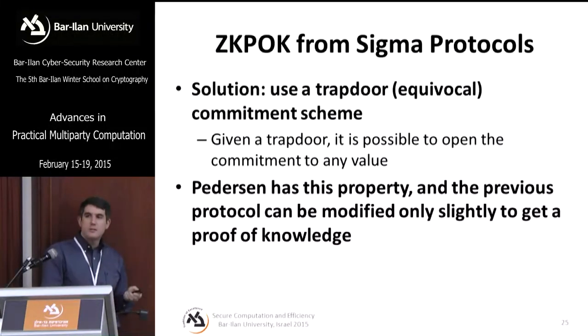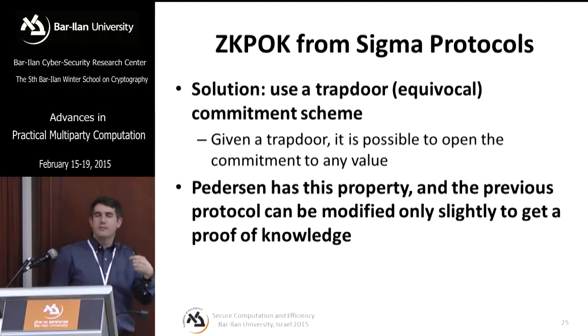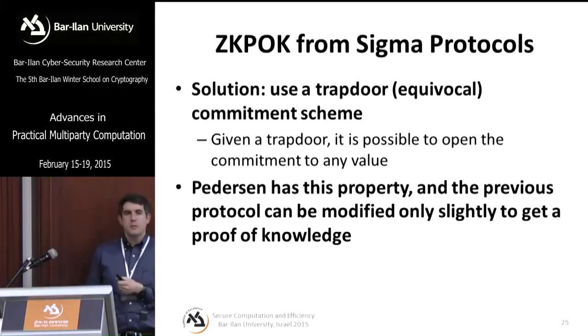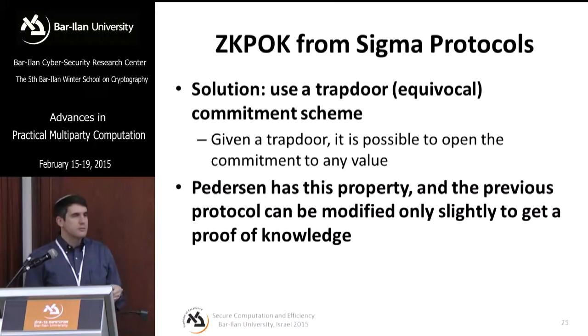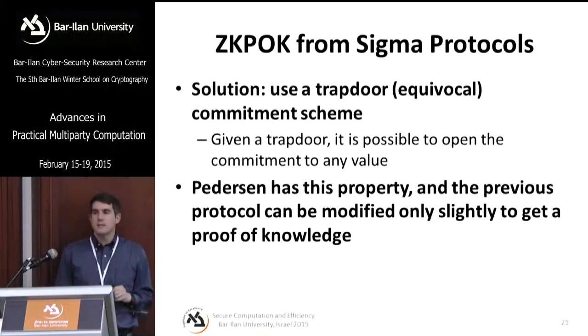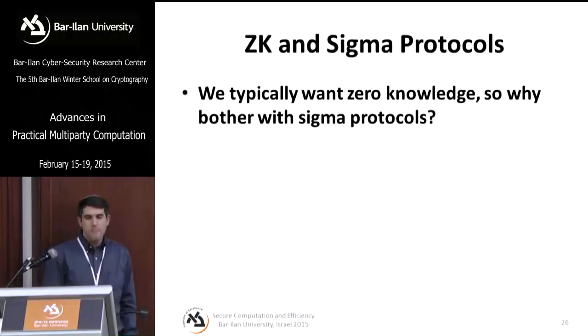You might think this is going to be expensive, but actually all you need to do is take the previous protocol and add in a last message, where the prover gives the discrete log of the h that was used in the Pedersen commitments, and then everything goes through. So it's only a single additional exponentiation, and everything goes through. So again, a proof of knowledge is very, very cheap.